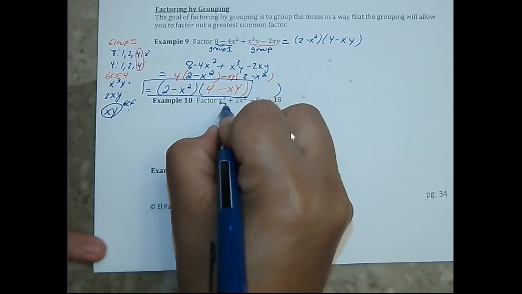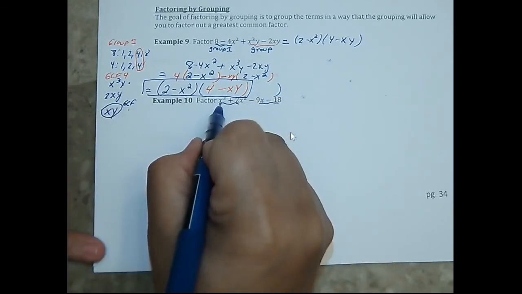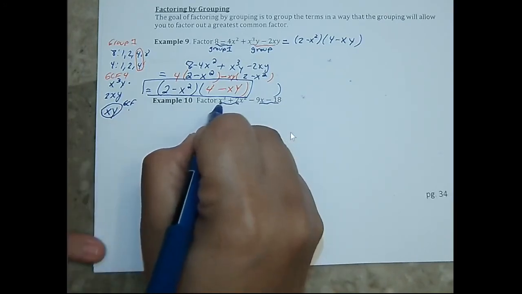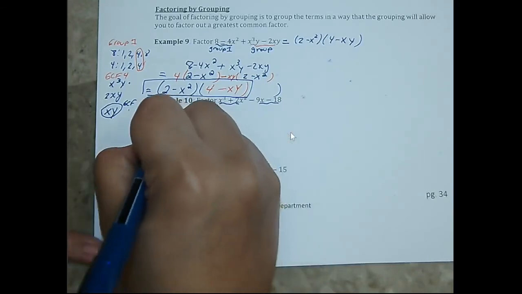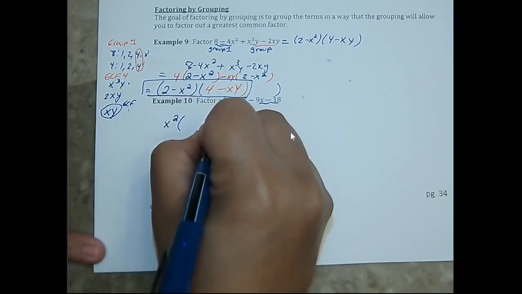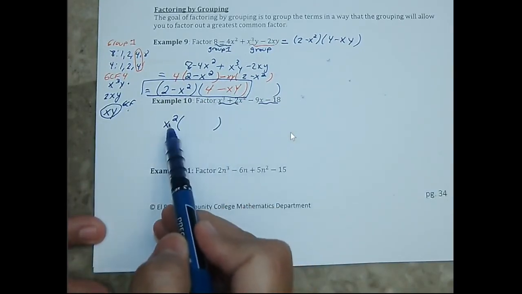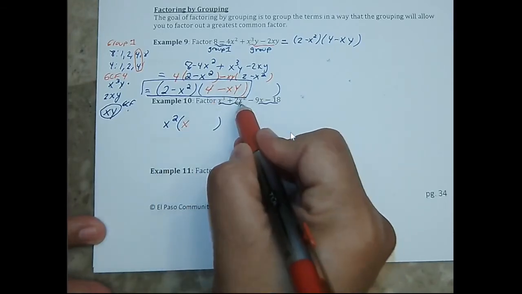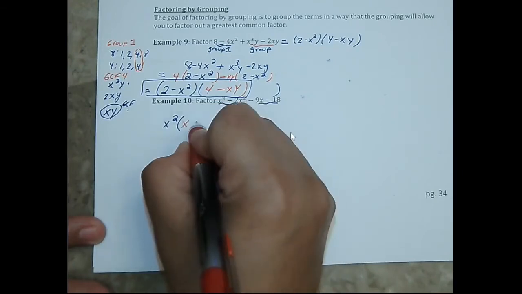So again, we can group these two terms and these two terms. So the first one, we have an x cubed and an x squared. So the GCF for group 1 is going to be x squared. So we can factor out an x squared for group 1. If we divide x cubed by x squared, then we're left with an x. And 2x squared divided by x squared is going to be 2.